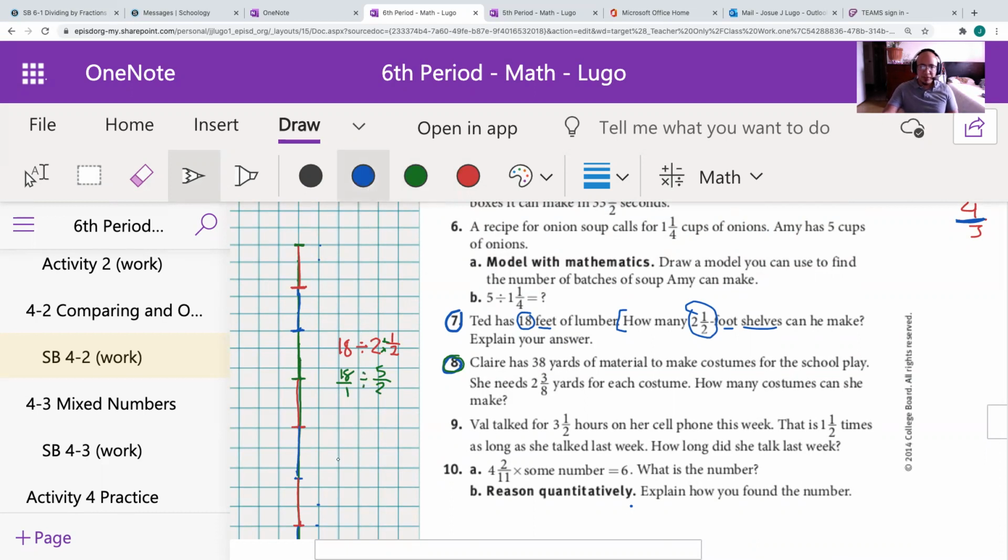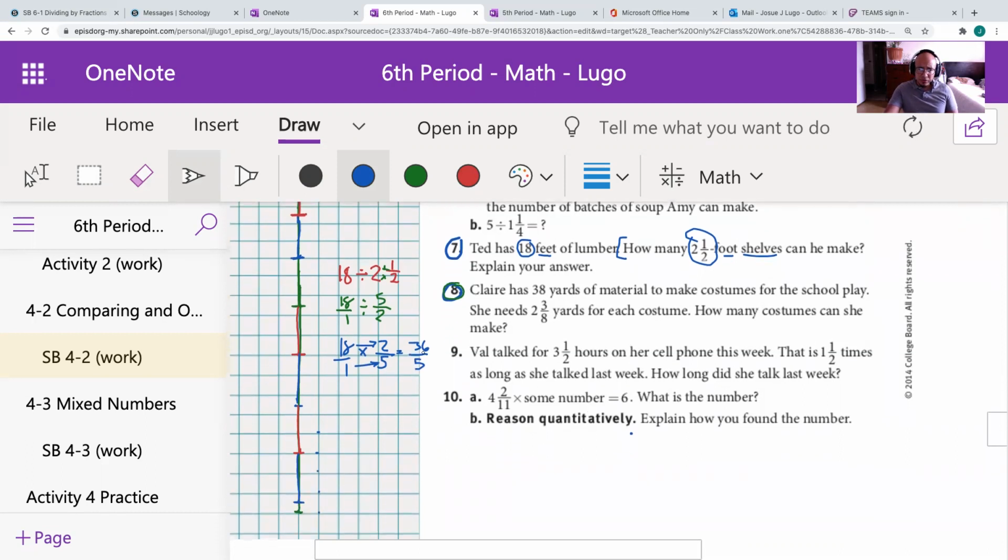Let's apply keep, change, flip. So we're going to keep the first number the same, keep. We're going to change the division to multiplication, and then we're going to flip the second fraction. Now we're just going to multiply. 18 times 2, which is 36. And 5 times 1, or 1 times 5, which is just 5. That is simplified, so then we're going to divide 36 by 5 to make it back into a mixed number. 5 goes into 36 7 times. 5 times 7 is 35. We subtract, and our answer is going to be 7 1/5.